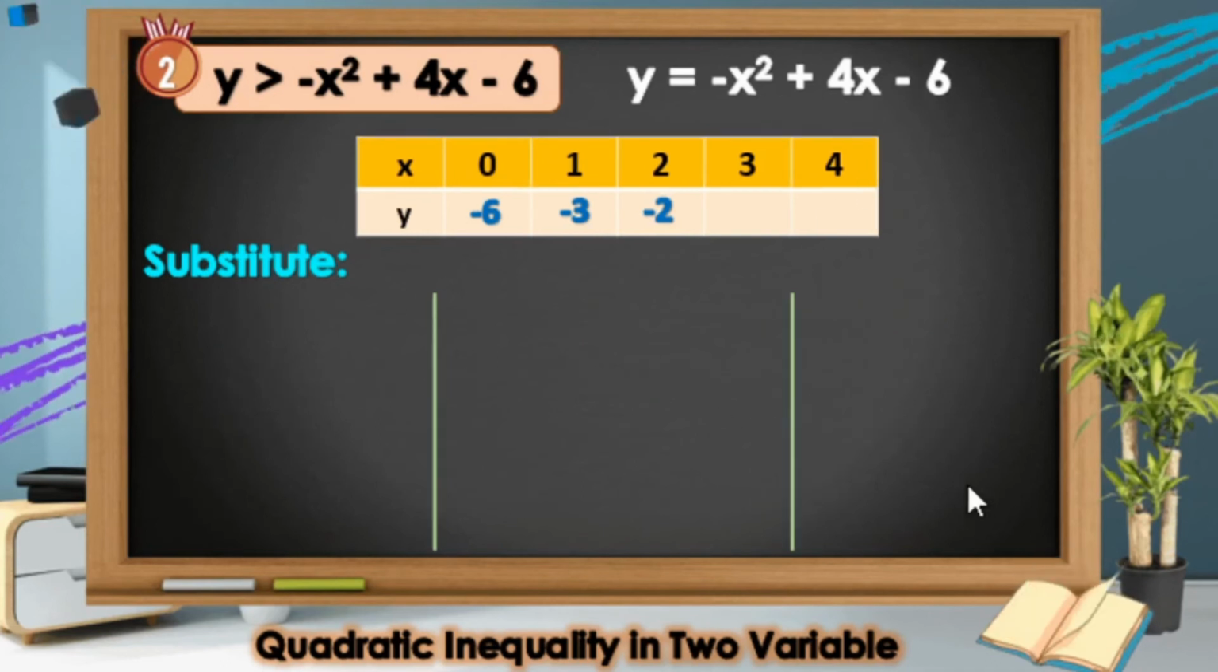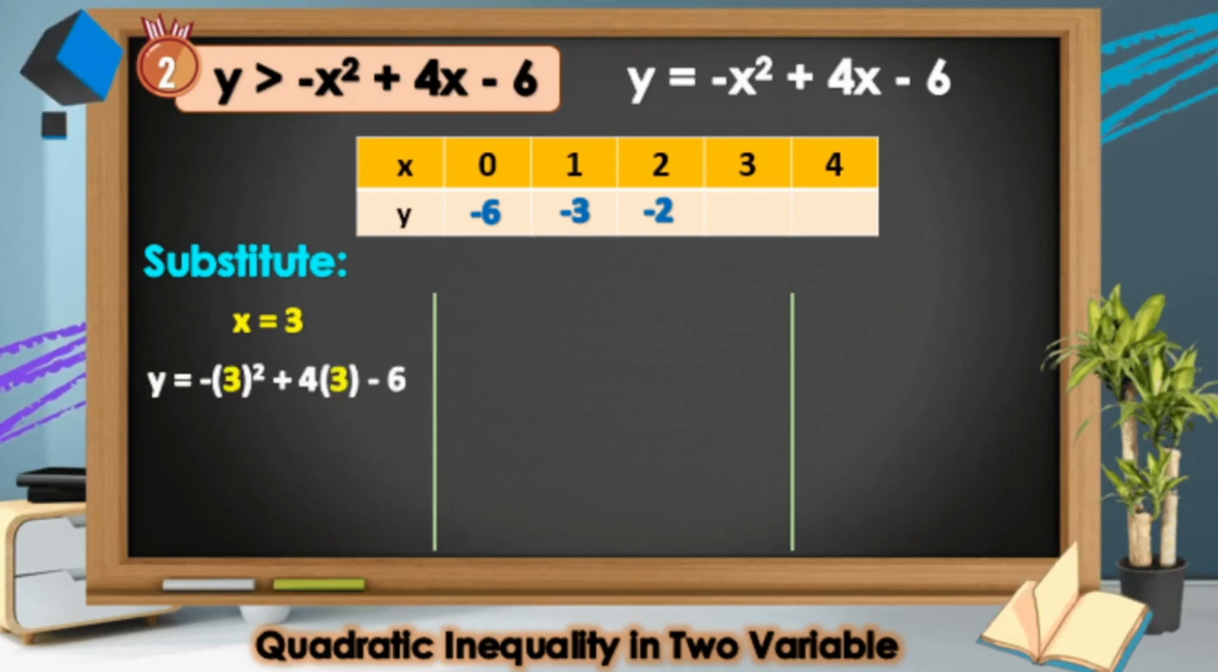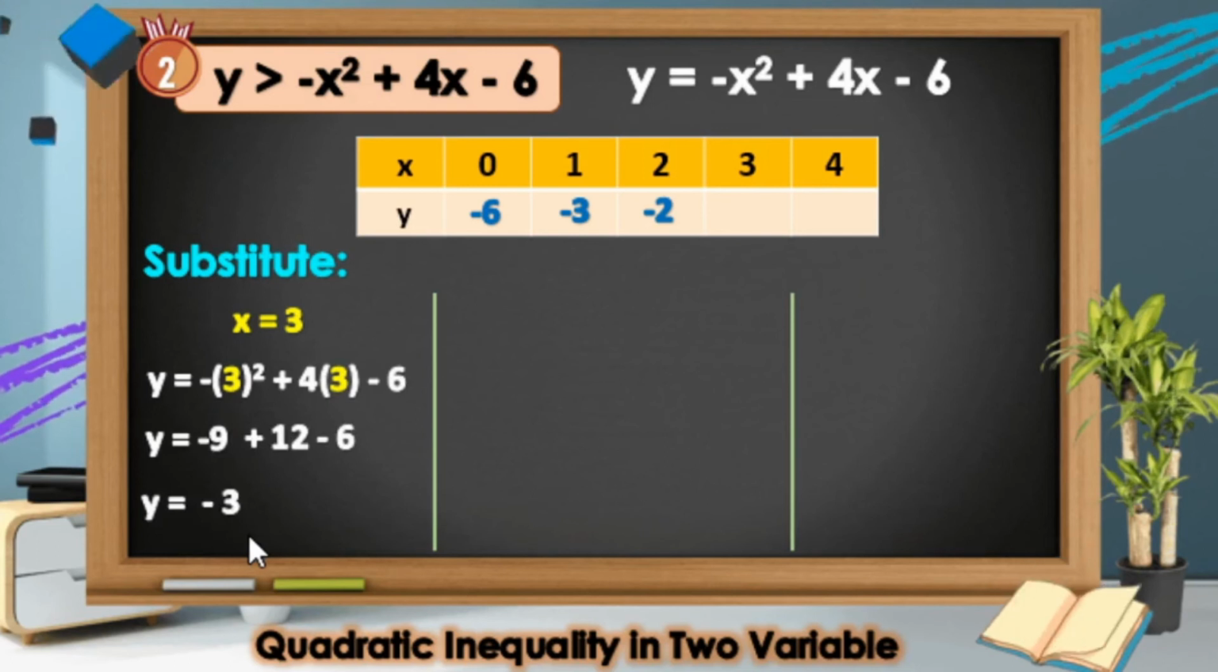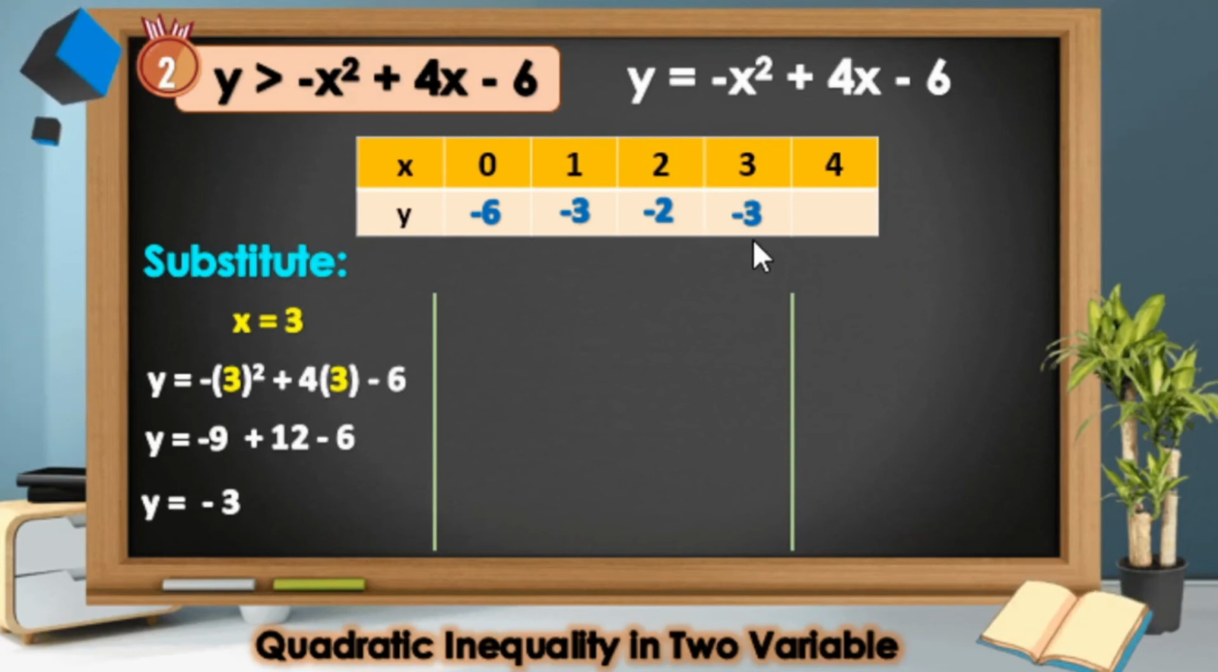How about if x is 3? So, if x is 3, substitute ulit natin yung 3. So, we will have y is equal to negative times 3 squared plus 4 times 3 minus 6. So, we will have negative 9 plus 12 minus 6. Therefore, y is equal to negative 3. So, if x is 3, the value of y is negative 3.